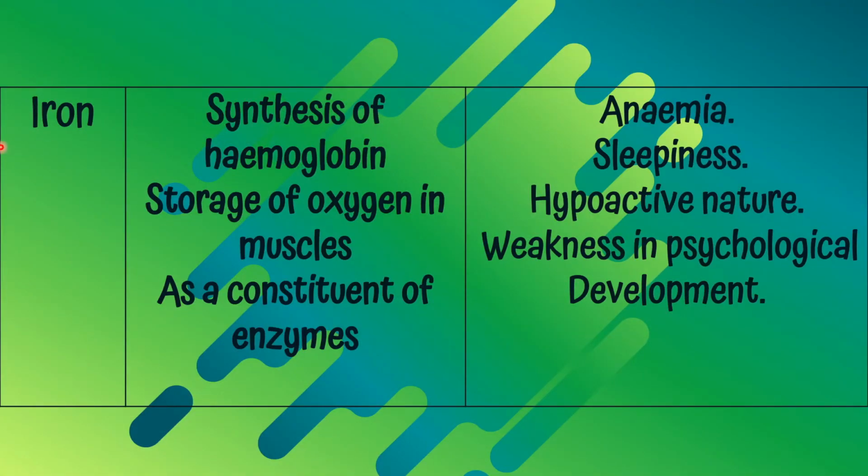Okay, let's talk about the element iron. The functions are synthesis of hemoglobin, storage of oxygen in muscles, and as a constituent of enzymes. Deficiency symptoms are anemia, sleepiness, and this anemia disease decreases the total amount of red blood cells, hypoactive nature, and weakness in psychological development.